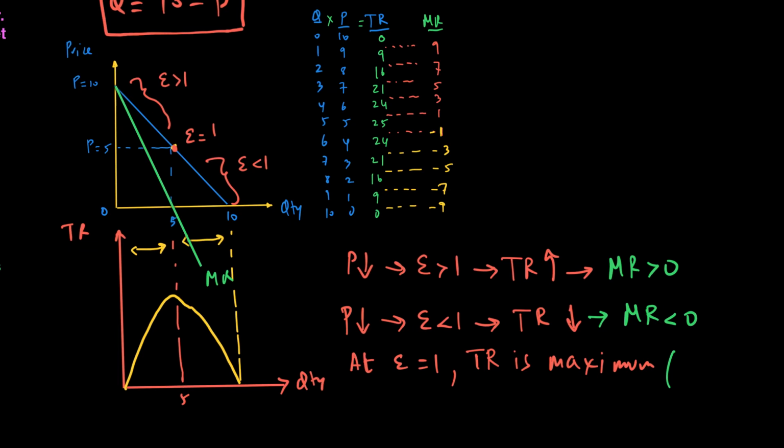But when TR is maximum, MR is 0. So if a firm wants to maximize revenue, we say this: produce at a point where MR is 0, because when MR is 0, total revenue must be maximum. So that's the understanding we need to have.